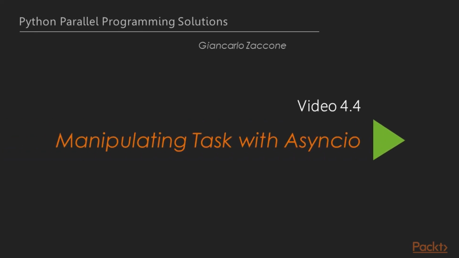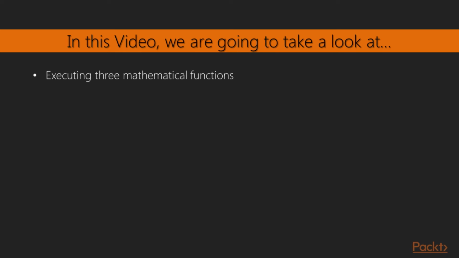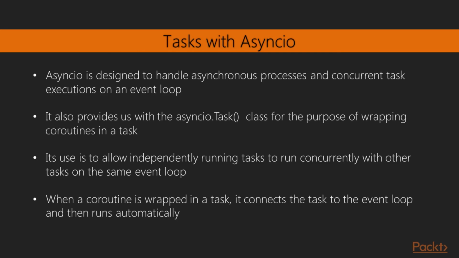In the previous video, we saw how to handle coroutines with Asyncio. This is the 4th video of this section, manipulating tasks with Asyncio. In this video, we'll see how the 3 mathematical functions can be executed concurrently by the Asyncio task function statement. Asyncio is designed to handle asynchronous processes and concurrent task executions on an event loop. It also provides us with the Asyncio.Task class for the purpose of wrapping coroutines in a task. Its use is to allow independently running tasks to run concurrently with other tasks on the same event loop.